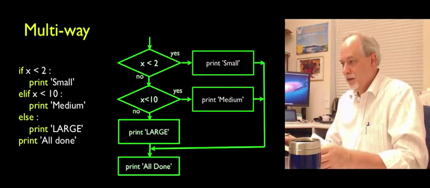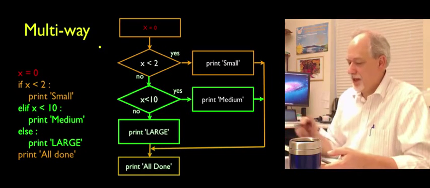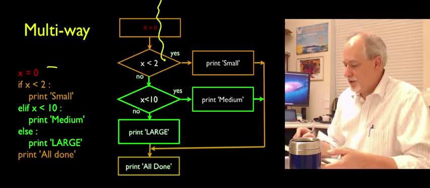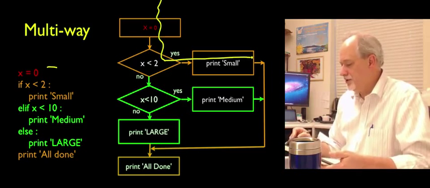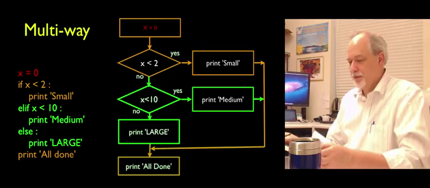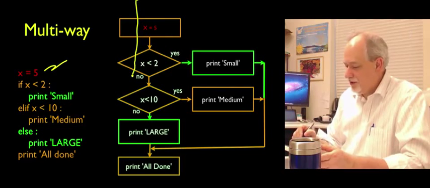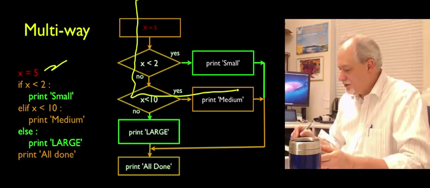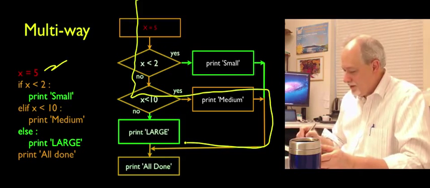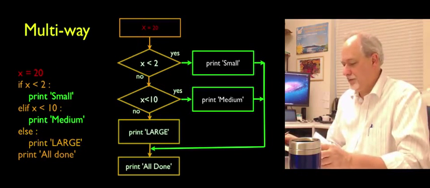Here's an example of our multi-way if. If we say x equals 0, is it less than 2? Yes, it is. So we print small, and then we flush out the bottom. If we switch x to 5, is it less than 2? No, it is not. Is it less than 10? Well, 5 is less than 10, so the answer is yes. So we print medium, then we flush out the bottom. One and only one is going to execute.